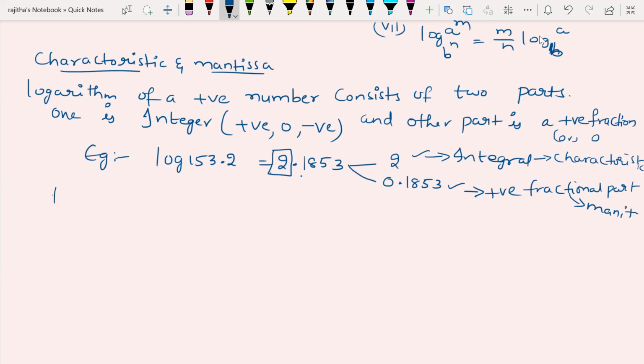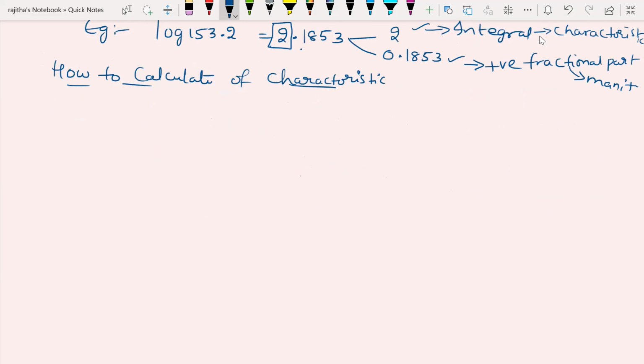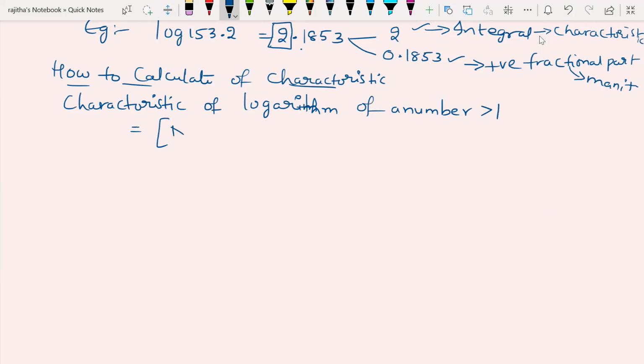So how to calculate the characteristic? Let us observe how to calculate the characteristic. The characteristic of the logarithm of a number greater than 1 is equal to, observe the formula, the number of digits in the integral part minus 1.